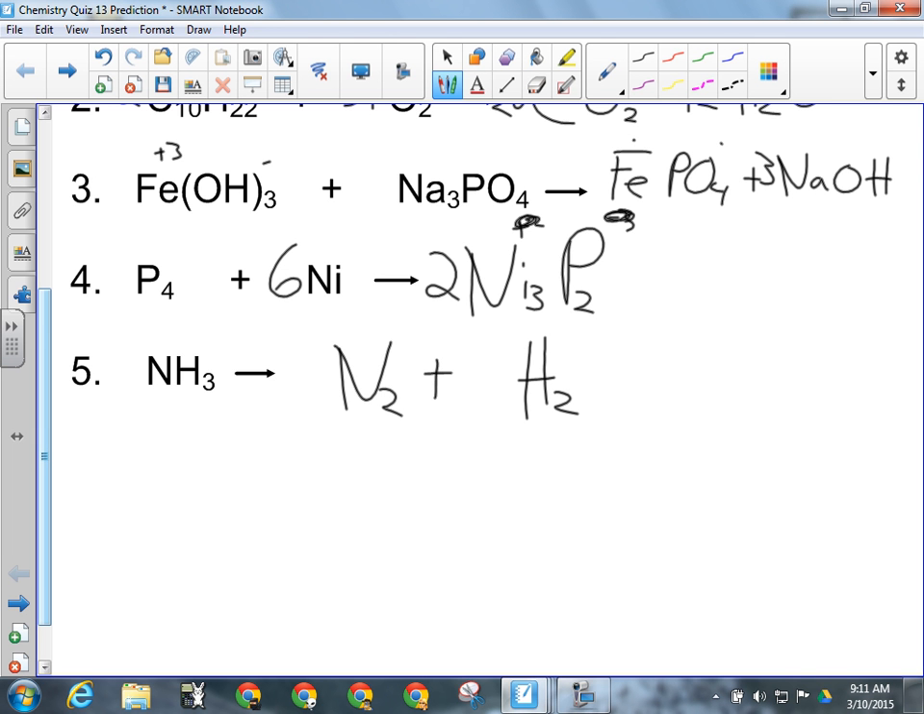Now, I should probably balance the nitrogen first. Okay? Just because if I go and try and balance the hydrogens, well, I could balance either one. It doesn't really matter. Okay? If I put a 2 in front of this, does that balance my nitrogen? Okay, what do I got to do to my hydrogen on the other side? Put a 3 in front of it, right? Give them 1 mark for that.